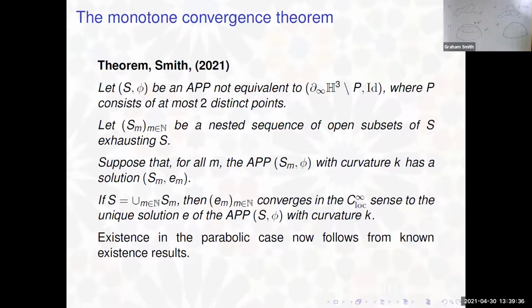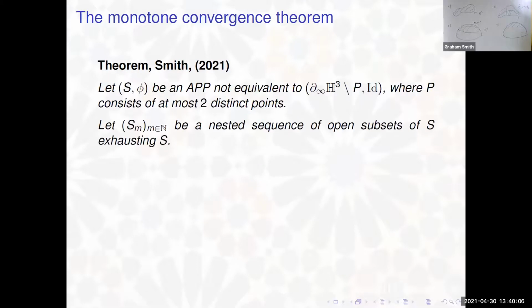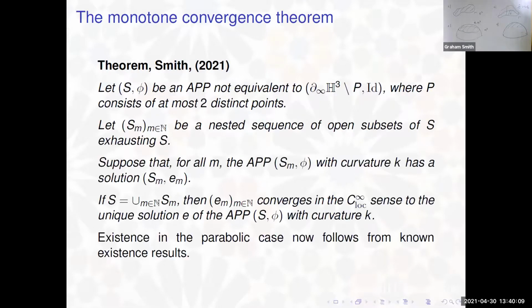But you see that one of the hypotheses of the monotone convergence theorem is precisely that my asymptotic Plateau problem not be equivalent to the complement of 0, 1, or 2 points in the boundary of hyperbolic space. And in that way, we see why this condition for the existence of solutions in the parabolic case is necessary, and we also see where Labourie's two counterexamples come from.